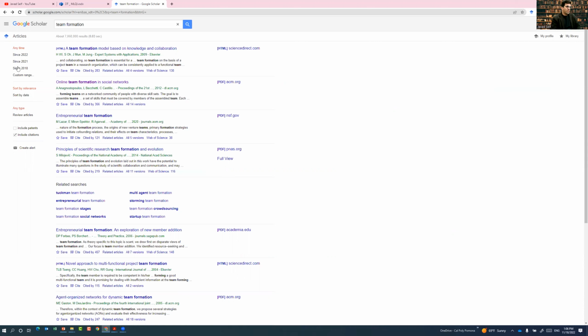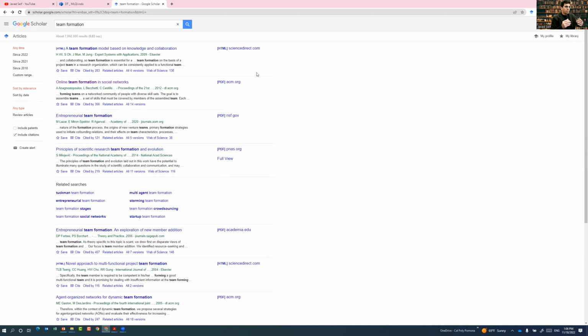And also you can filter them here to only see the most recent ones, 2022. Why do we do that? In well-established fields where you see thousands of papers, it's really difficult to mention all of them. So it's best to just review the most recent ones.